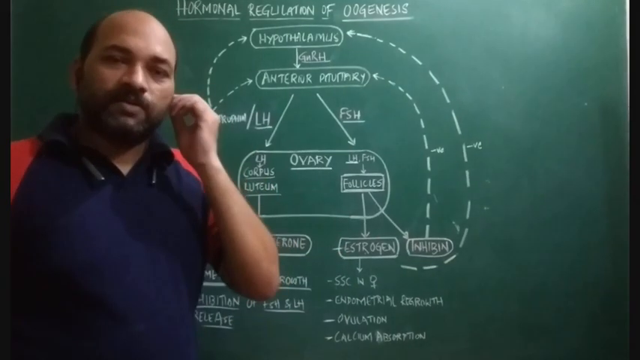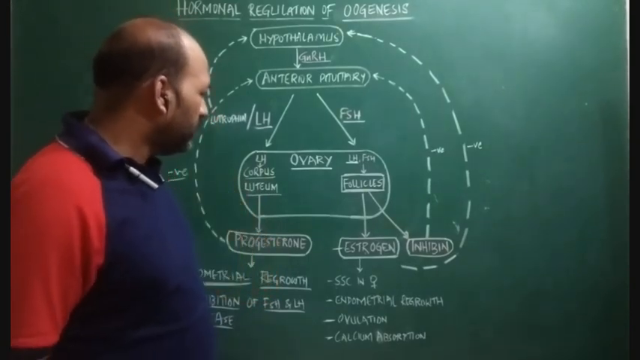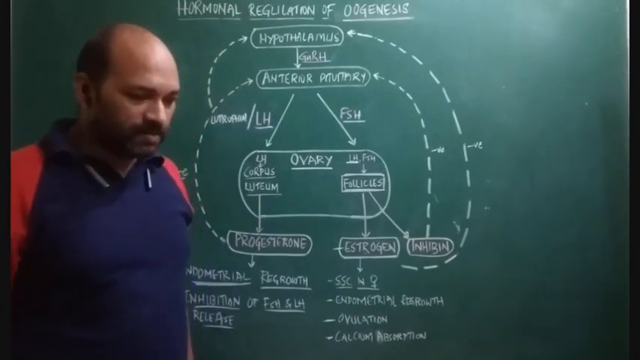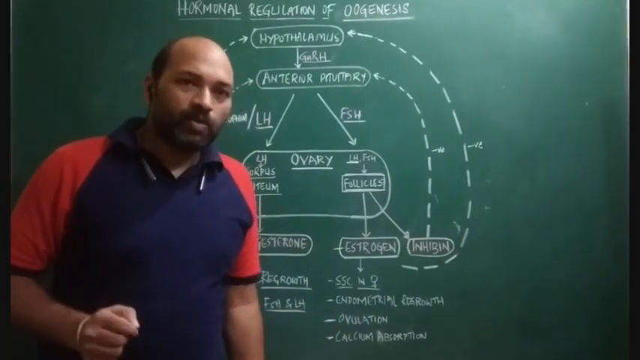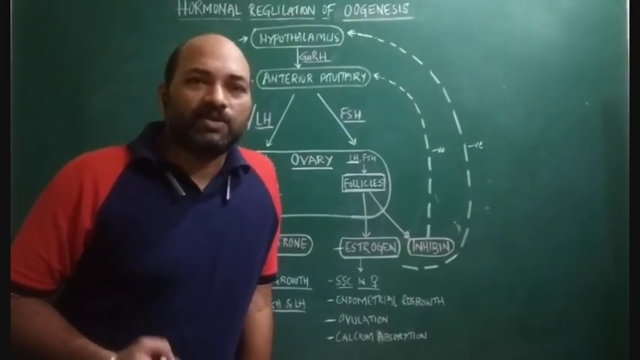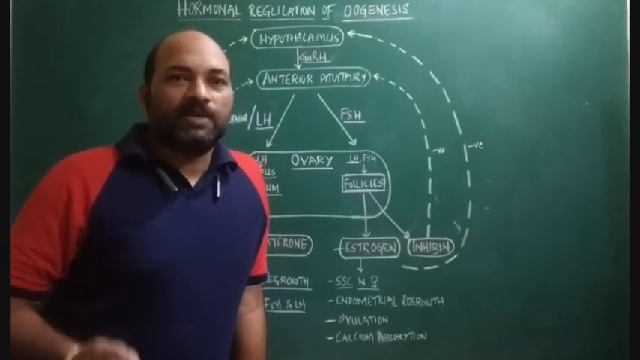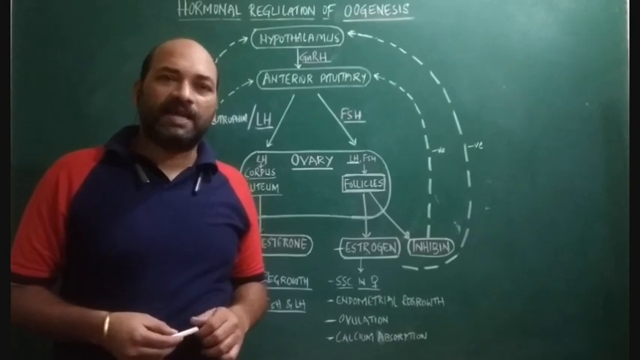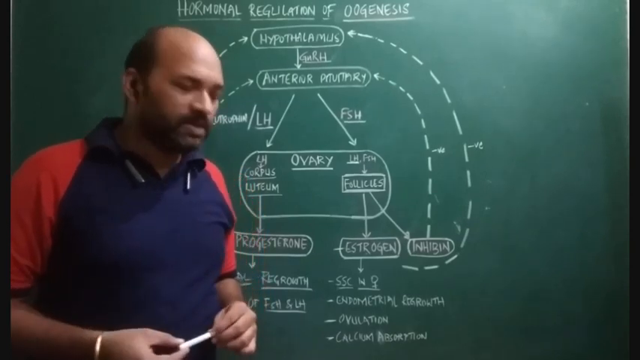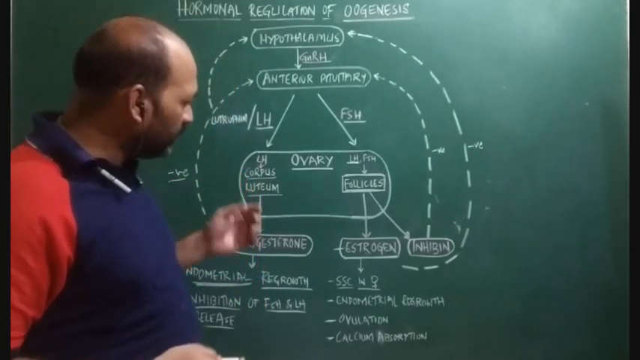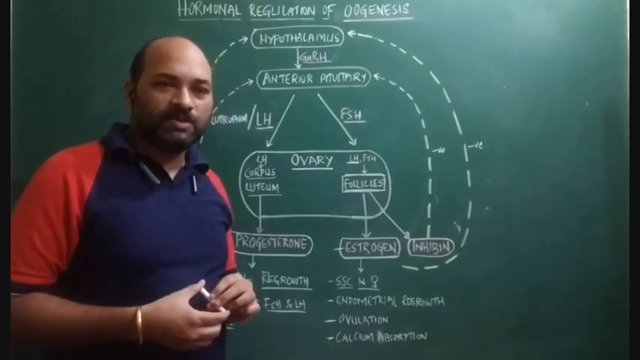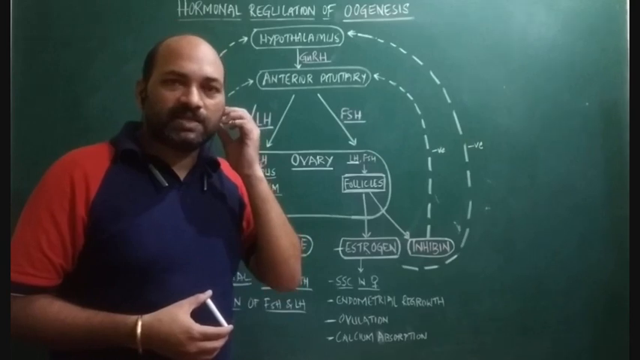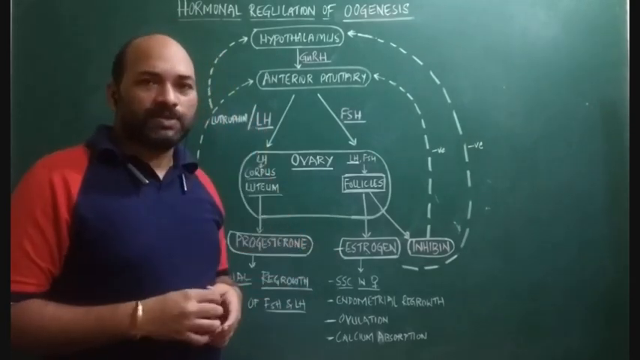So what are the functions of estrogen? Estrogen is involved in the secondary sexual characters in females, such as the growth and development of the mammary glands or the breast. Second is the growth of the pubic hair and axillary hair. The last one is the flaring of the hips, which means after puberty, the hip size increases under the influence of estrogen.